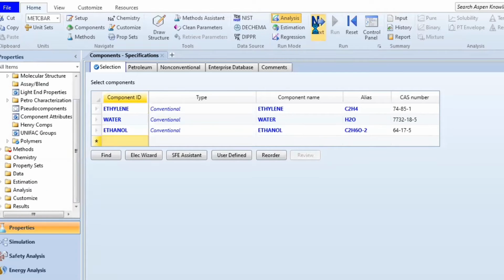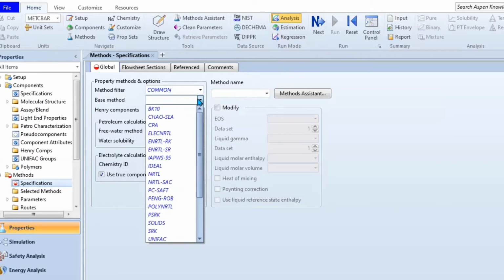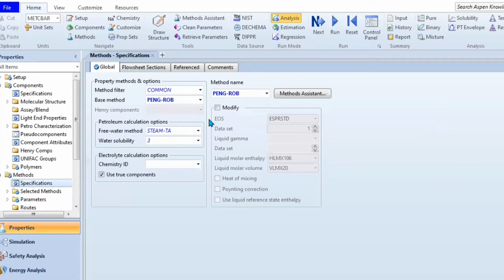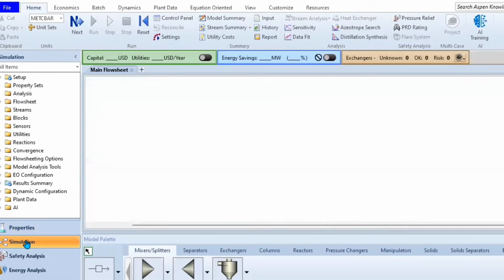The next step will be to add our thermodynamic properties. I decided to go along with Peng-Robinson. It's important to do your research and choose the most desired thermodynamic property. If you click on next, Aspen is going to ask you, do you want to calculate everything, the properties more especially? Just say yes and let's move on to the next step, which is the simulation.